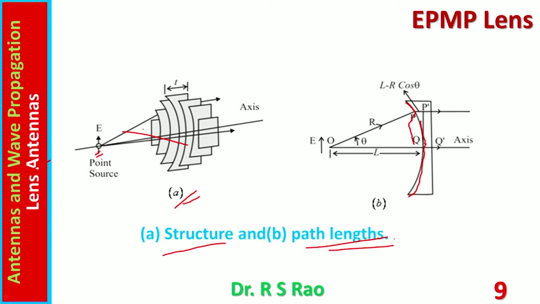It emits a wave. The wave is an electromagnetic wave. Electric vector exists in it. The arrangement is such that the electric vector in the wave is parallel to the plates. Here E is vertical, plates are also vertical. So plates are in a plane parallel to the E vector. That's why this lens is called E plane. Plates are in E planes or planes containing the E vector. That's why it is the E plane metal plate lens antenna.